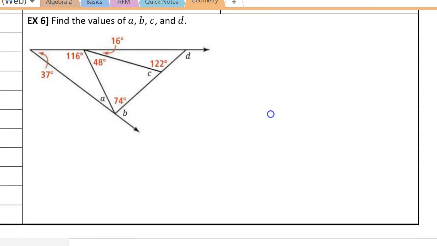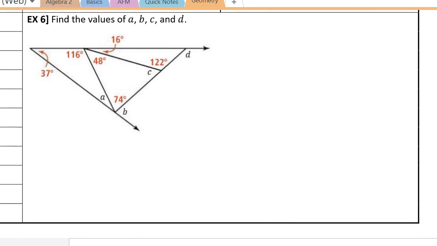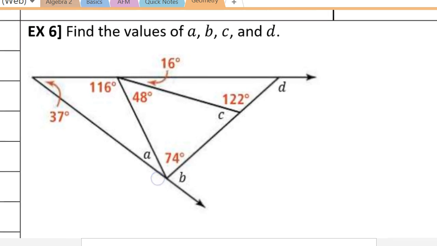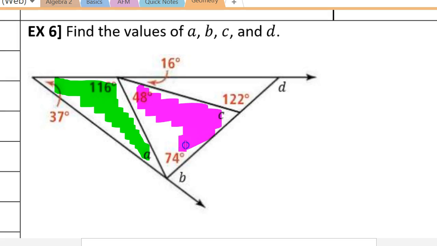Example 6 is a bit more complicated. Lots of stuff going on in this particular diagram. I'm going to go ahead and highlight the triangles that make up this diagram. We should see that we have this green triangle, this purple triangle, and this slim light blue triangle over here.